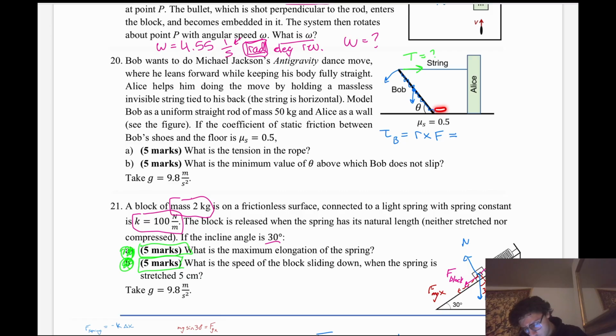So Bob wants to slide this way, but there's friction keeping him that way. So there is a force of friction over here, which is equal to 0.5 times normal, which is 0.5 times the mass of Bob, which is 50 kg times g. Okay, so, I don't know if that's helpful. Man, this is a tough one. What is the tension in the rope? But how does this coefficient of static friction thing help us?